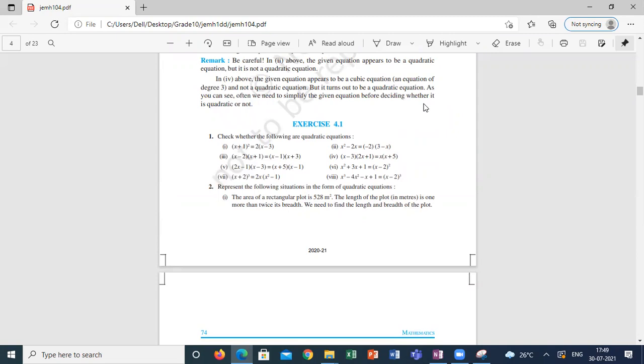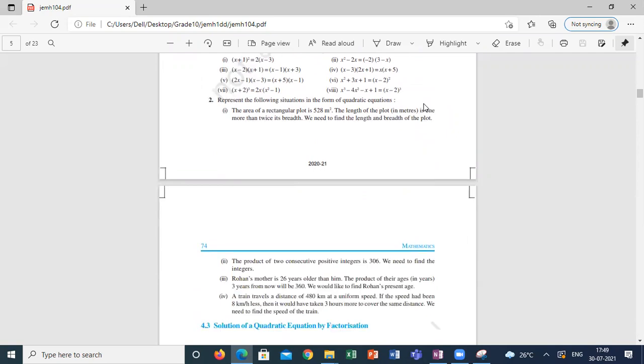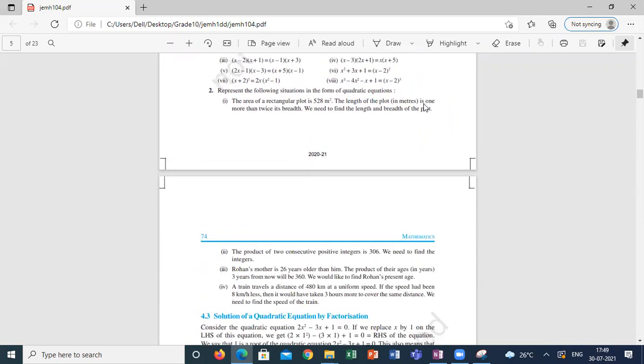Second one is they are giving some real-time scenarios. They are asking us to give the quadratic form, the quadratic equation. The product of two consecutive numbers. When I am saying two consecutive numbers, x is one, x plus 1 is the other. So the product of these two consecutive numbers is 306. So they are asking us to calculate. If they ask us to calculate, it means you have to solve.